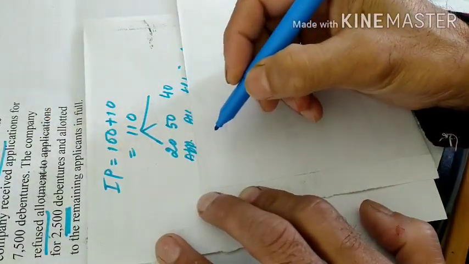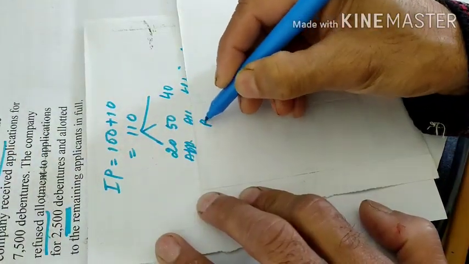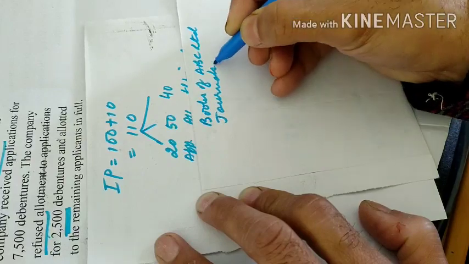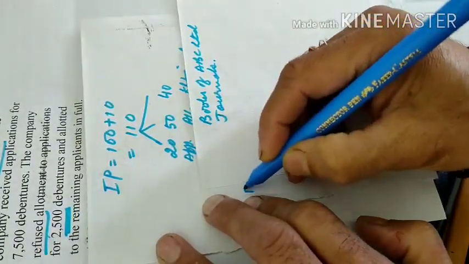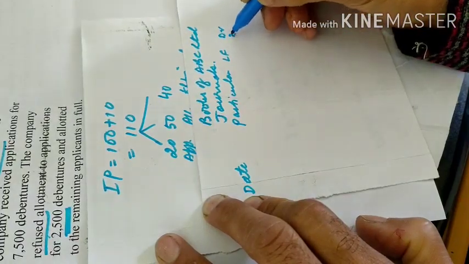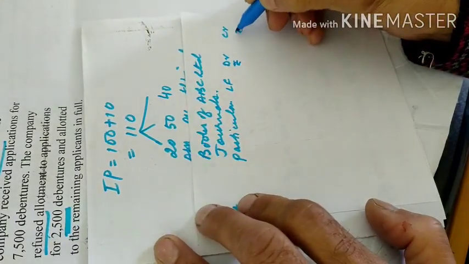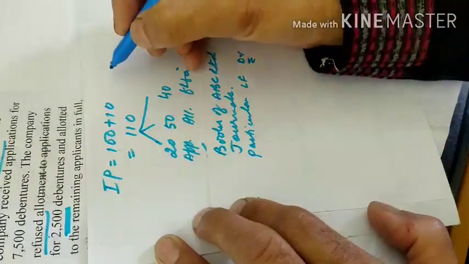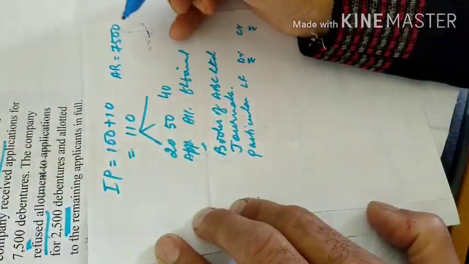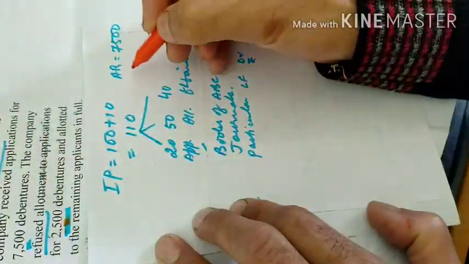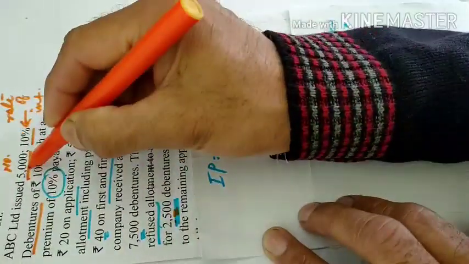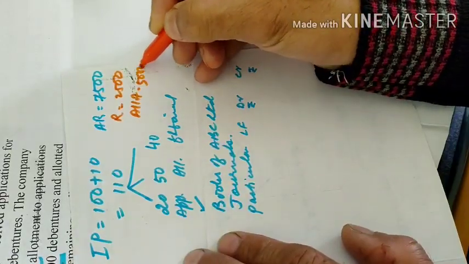Now the journal. The name of the company here is ABC Limited, so we write here books of ABC Limited, journals. I'm not making the format for the journals here, but I'll show you what things are included. The first column is date, then particulars, ledger folio, then the debit amount, and then the credit amount. Now, application received is 7,500 debentures. Refund is 2,500, and allotted debentures is 5,000.